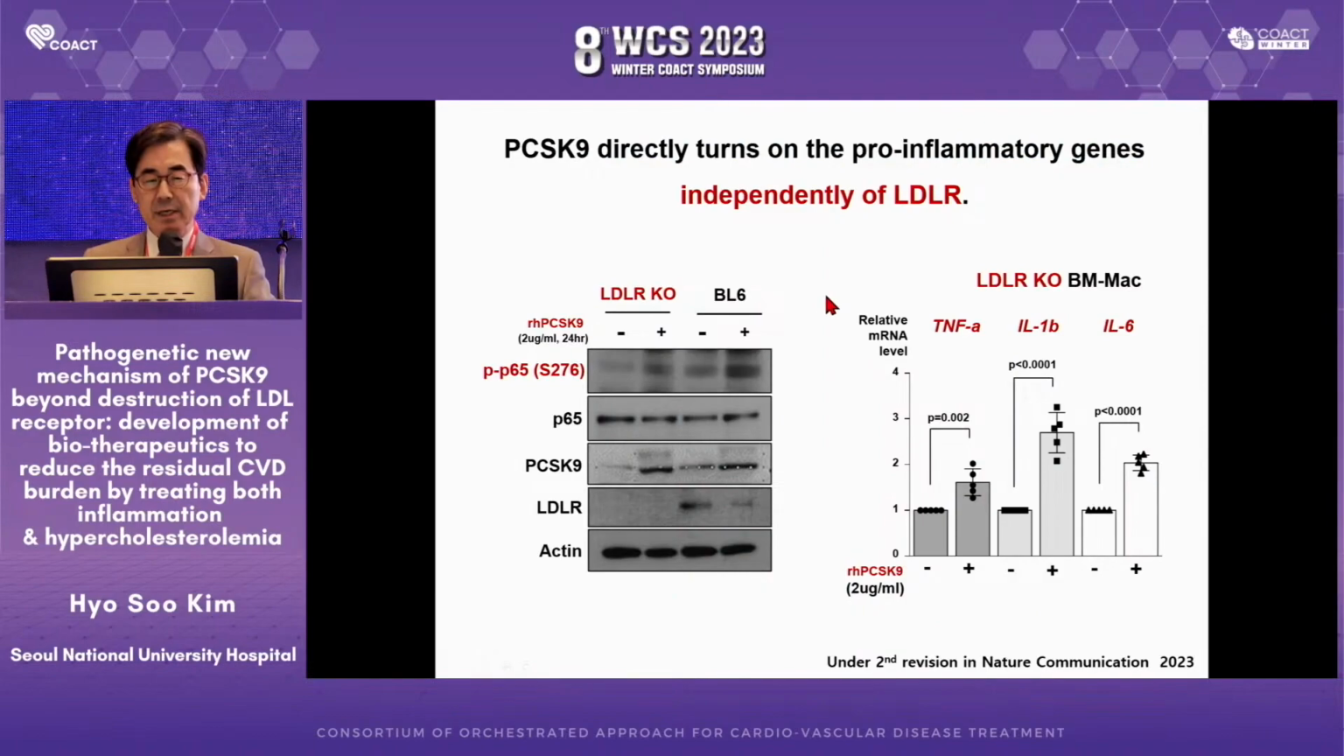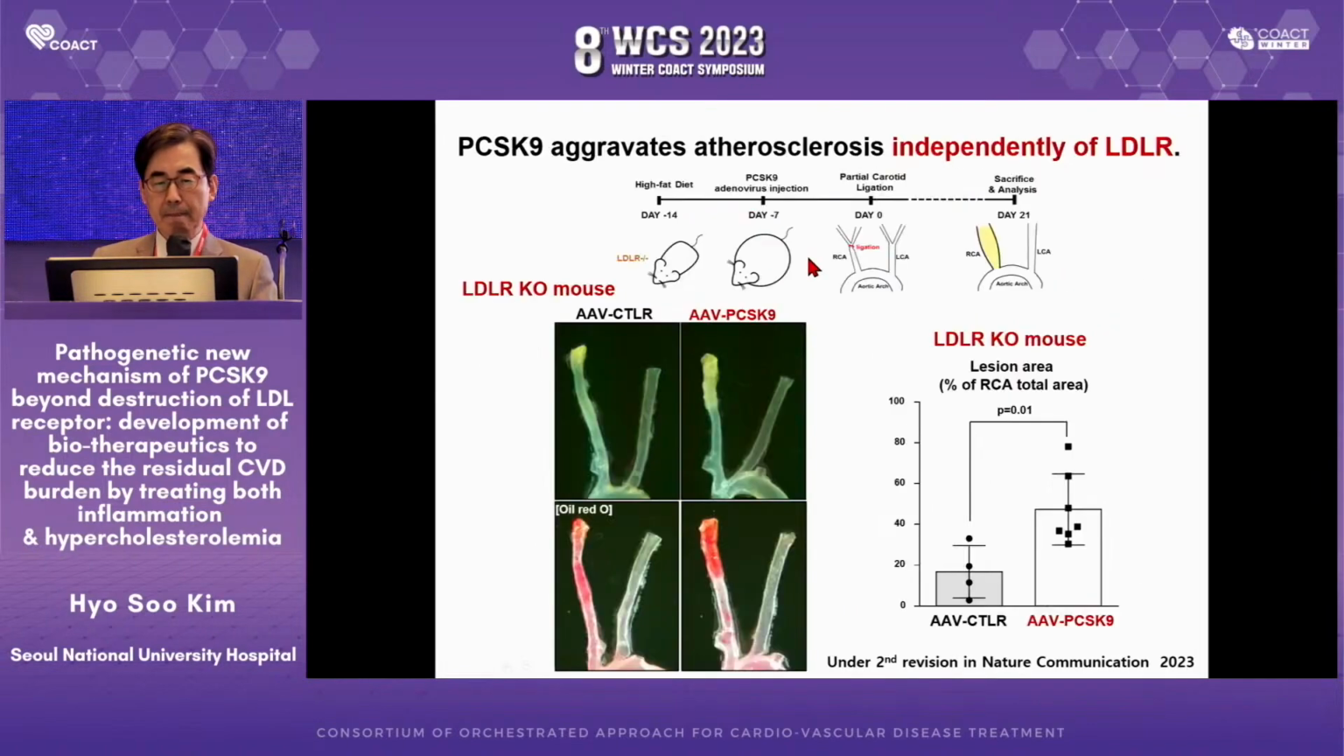For the recent 3 years, we fully deciphered how PCSK9 induces inflammation independently of the LDL receptor. We prepared macrophages from LDL receptor knockout mice. When we treat with PCSK9, macrophages can be activated like in wild-type animals. PCSK9 induces NF-kappa B, but the LDL receptor is not necessary.